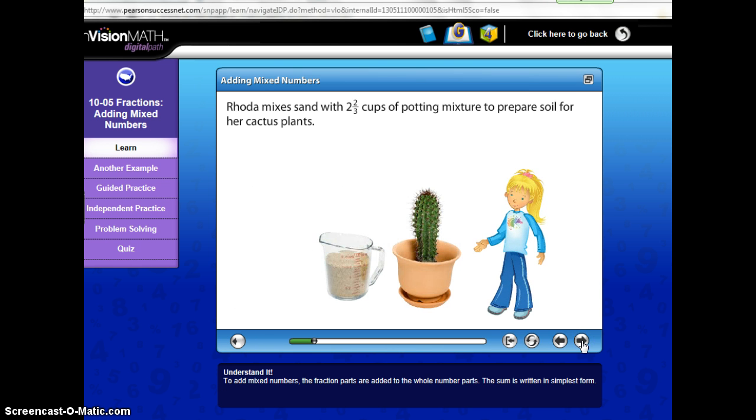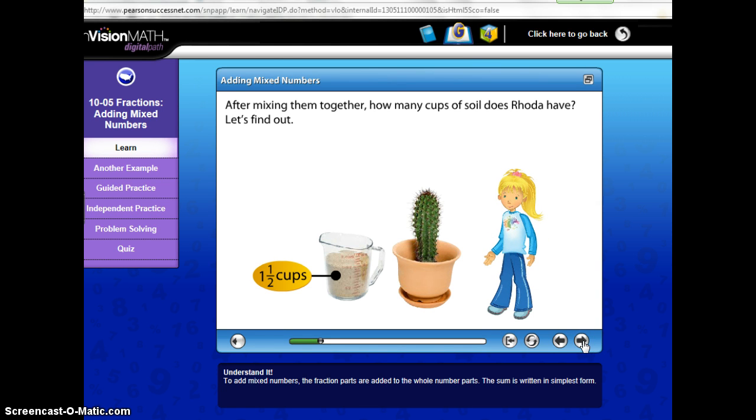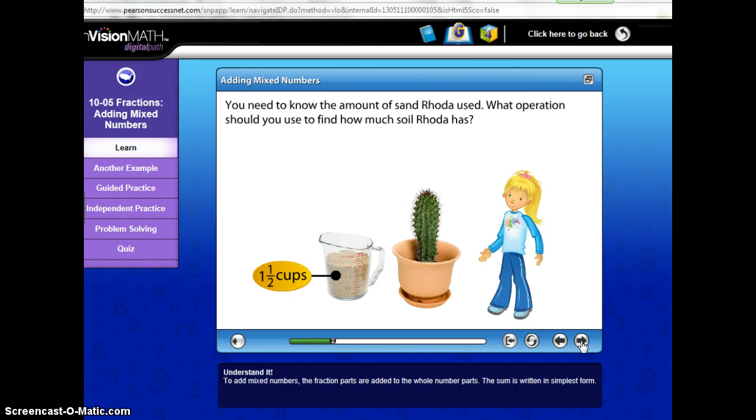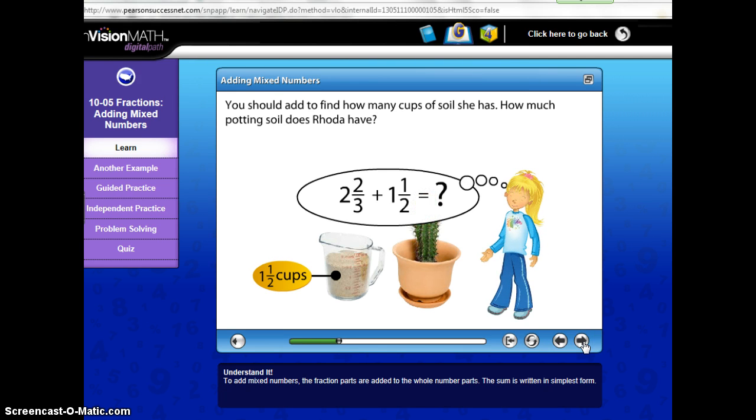So this gal, Rhoda, she mixes sand with 2 2/3 cup of potting mixture to make soil for her cactus. After she mixes them together, how many cups of soil will she have? So, first of all, before we solve our problem, what information do we need? We need the amount of soil and the amount of sand, okay? Now, what operation are we going to use when we put something together? Yeah, we're going to add it.